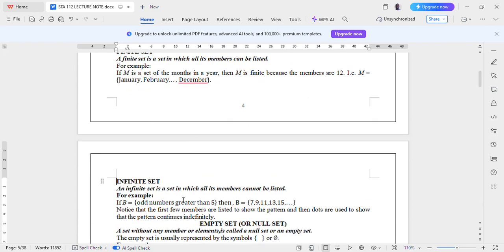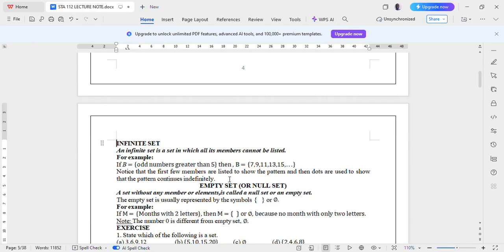An infinite set is a set in which all its members cannot be listed. We don't know them all. For example, if B is the set of odd numbers greater than 5, then B is an infinite set, because we only know that odd numbers greater than 5 start from 7, 9, in that order, and as long as you don't know the end of the counting numbers, we will not know how many elements are in that set. So such a set is an infinite set.